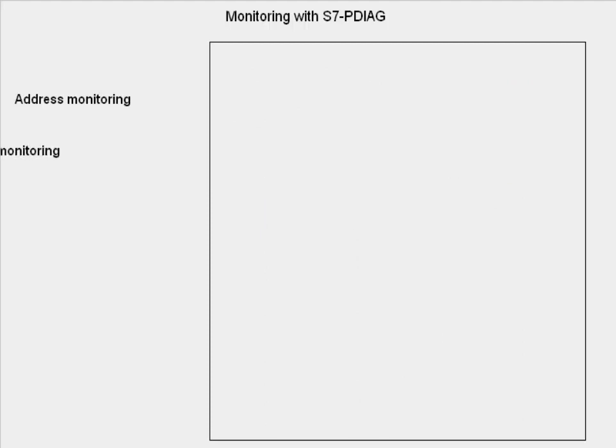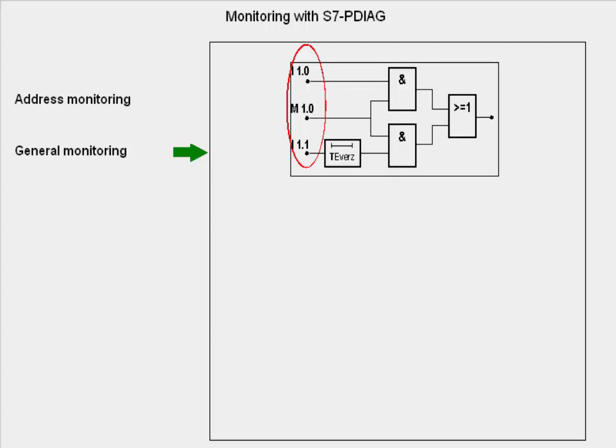For general monitoring, you can monitor any signals via a freely definable monitoring logic. In other words, this logic is not part of the user program, unlike the previous case. Only if the logic of the individual operation is fulfilled will the fault message be triggered.